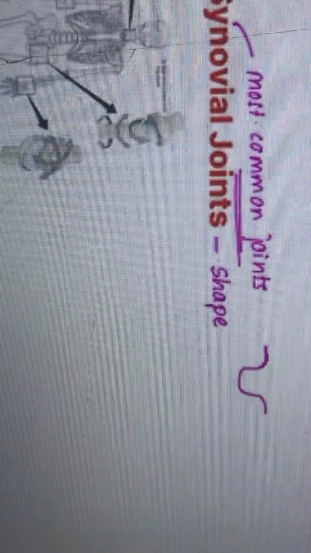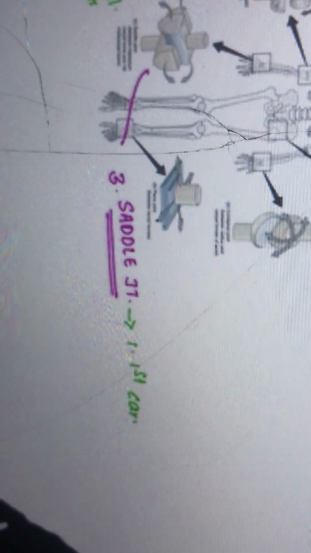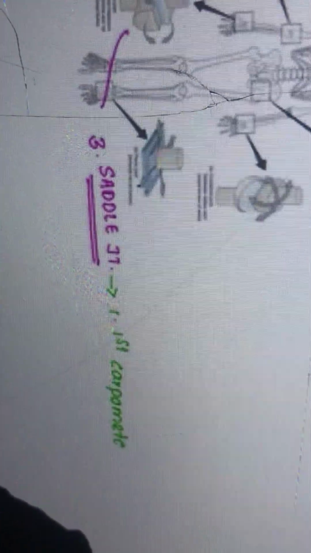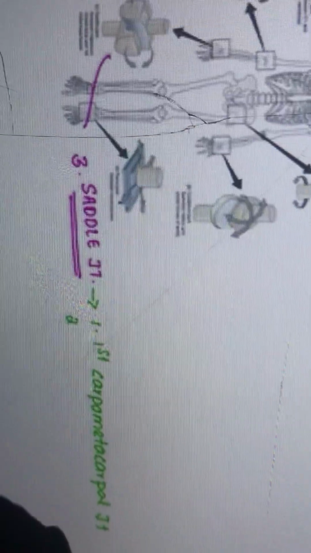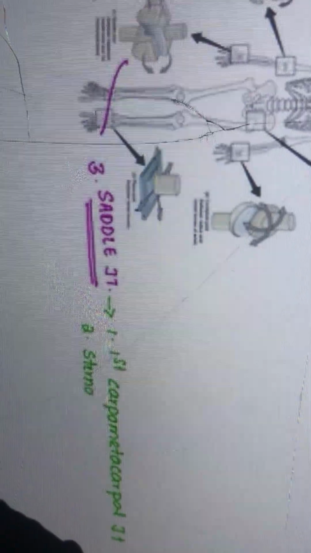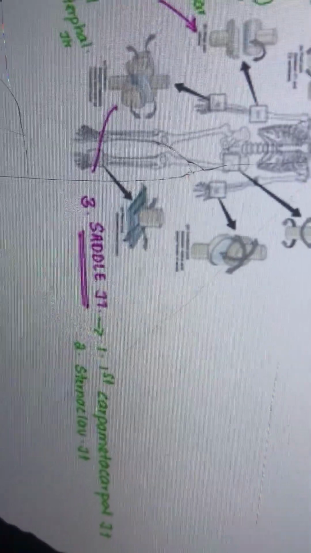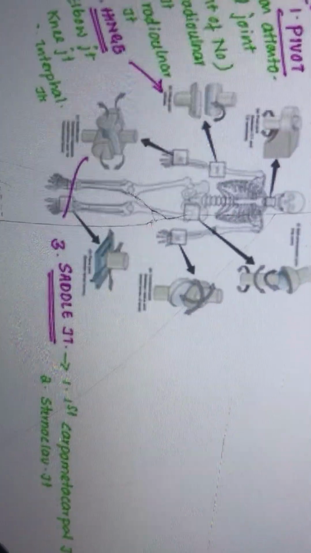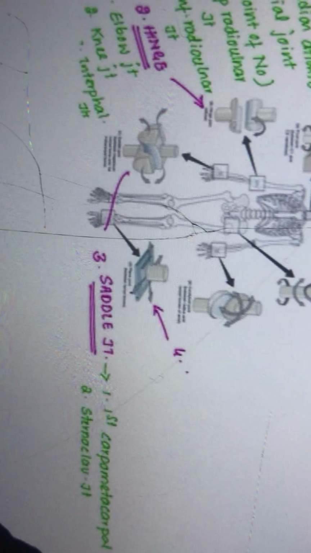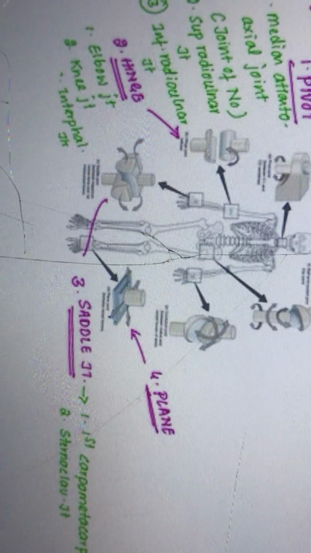Now what are the examples for saddle joint? Remember, the best example for saddle joint is the first carpo-metacarpal joint. Then you have the sternoclavicular joint. These are the best examples for saddle joint. Right? Fine. Then the fourth type of joint we have, what is this joint? This is referred to as the plane synovial joint. Now what exactly is a plane synovial joint?